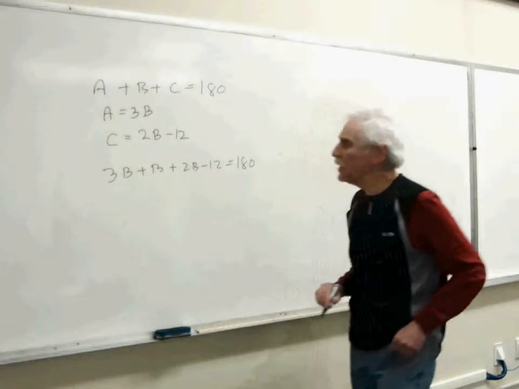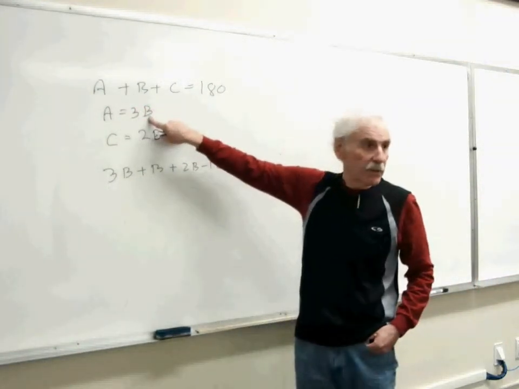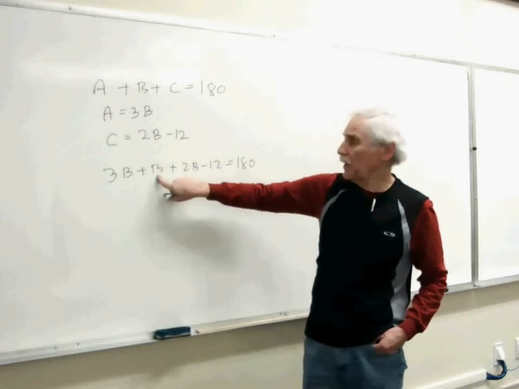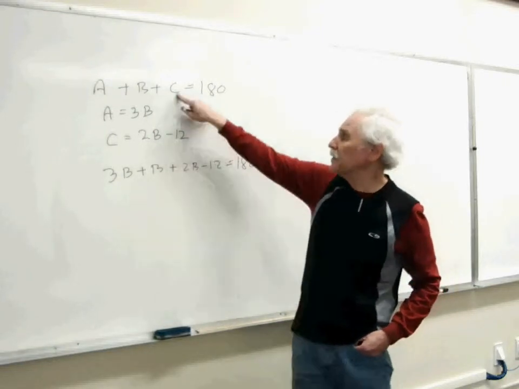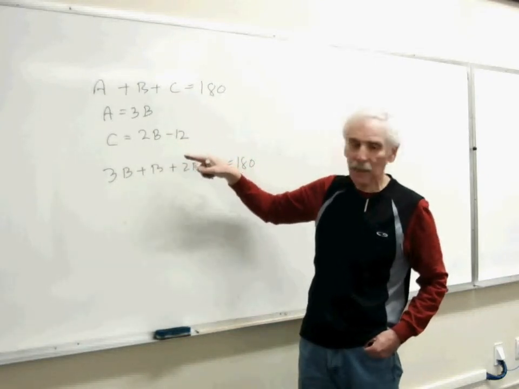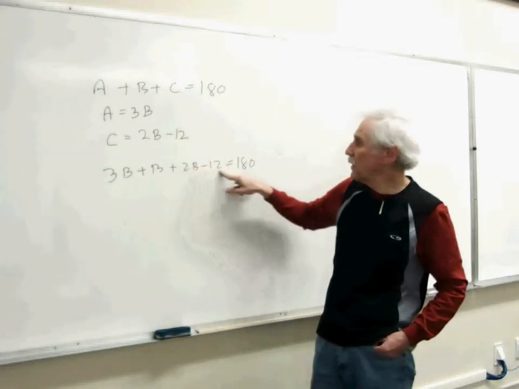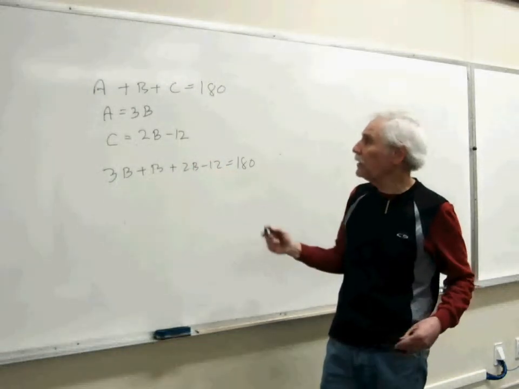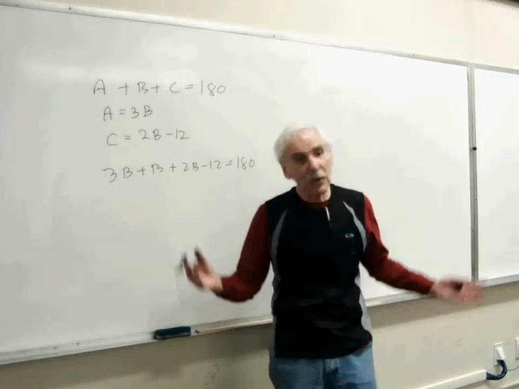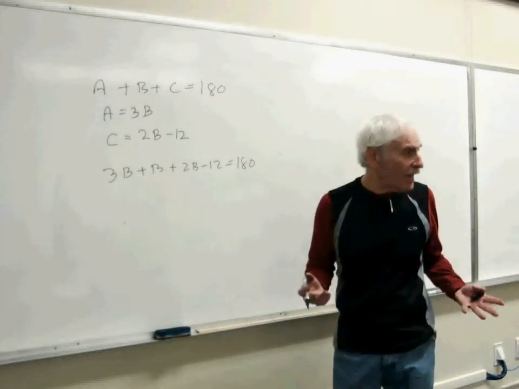So let's see, did we do that right? We substituted for A, 3B, because the first angle is 3 times the second angle. And for B, we didn't have to substitute anything but itself. And for C, we know that C is 12 degrees less than twice the second angle. Is that right? Is that what it said? So there's my 2B minus 12. Well, now I suddenly went from 3 equations and 3 unknowns to 1 equation and 1 unknown. And it doesn't get better than that.